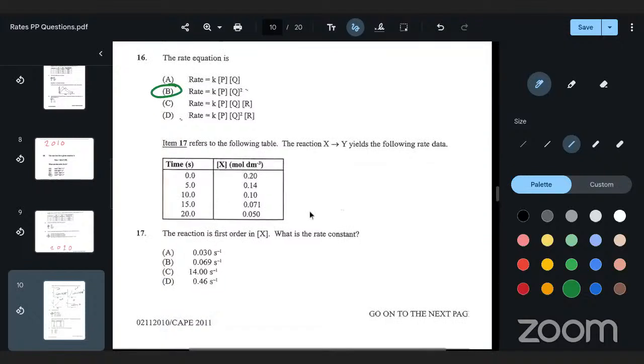All right. This one now, it says item 17 refers to the following table. So in this reaction, X produces Y. So we have time and we have concentration. All right, so this one is tricky. Let me see if you remember. All right, I'm going to give you a hint. It has to do with half-life.